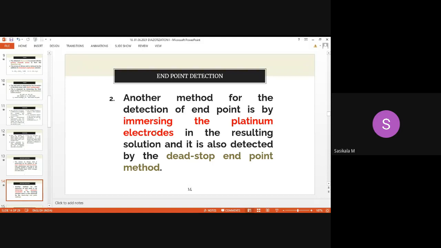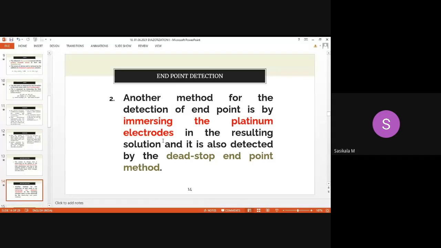The next method of endpoint detection is immersing platinum electrodes. Detection of the endpoint by immersing platinum electrodes is called potentiometric detection, or electrometric detection, and the method is known as the dead stop endpoint method. It is very accurate. When a pair of platinum electrodes is immersed inside the solution, once it reaches the endpoint, that means once all the reactions are completed, the titration suddenly stops. So at the end point it will be stopped. That is called the dead stop endpoint method, and you get a very accurate endpoint.